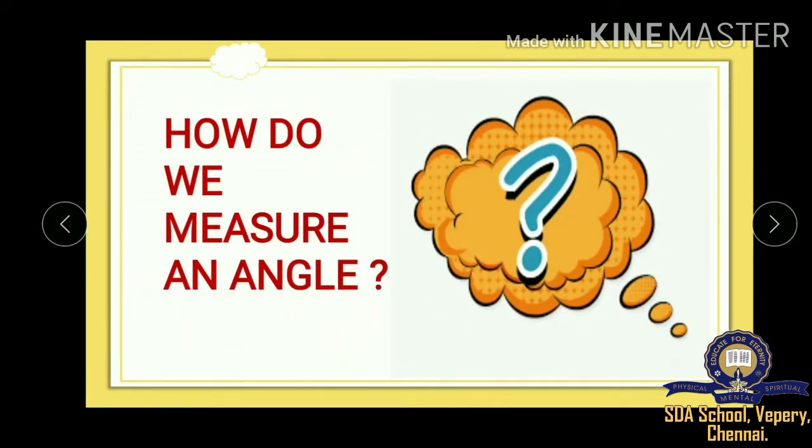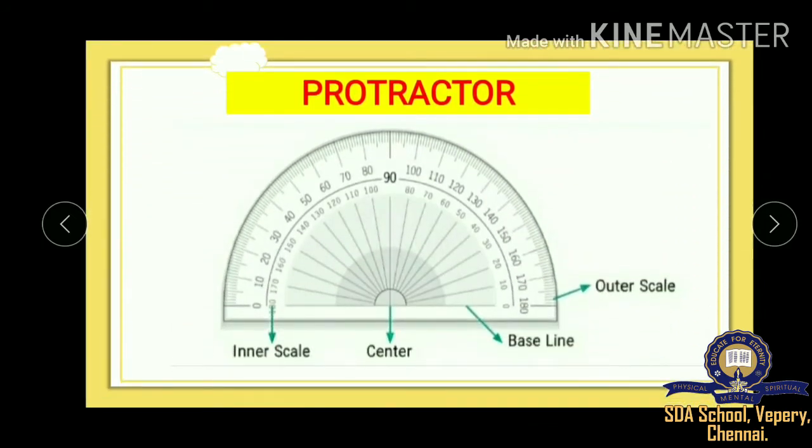First, how do we measure an angle? Yes, using a protractor, we can measure an angle. See, this is a protractor. A protractor has one center and a baseline, and it has two scales, namely an inner scale and the outer scale. An inner scale is from 0 degree to 180 degree and the outer scale is from 0 degree to 180 degree in the opposite direction, right?